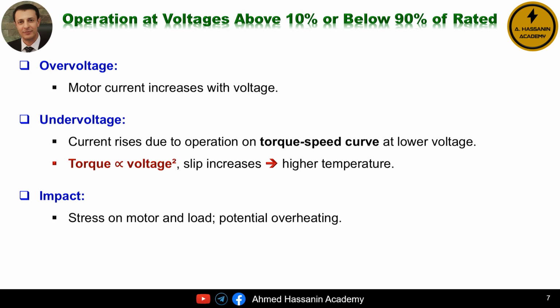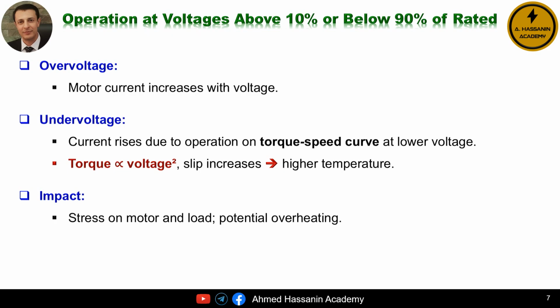Now, undervoltage is a little trickier. You might think that lower voltage would mean lower current, but that's not exactly what happens. At lower voltage, the motor still tries to produce the torque needed to drive the load, so it has to draw more current to compensate. Remember, the torque of an induction motor is proportional to the square of the voltage, so even small reductions in voltage can have a noticeable effect.